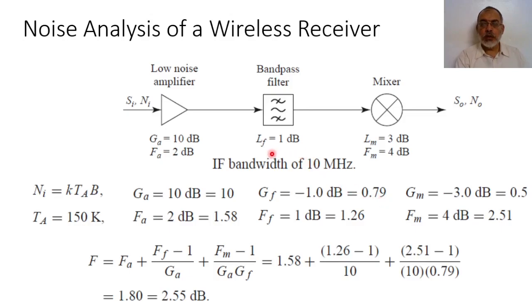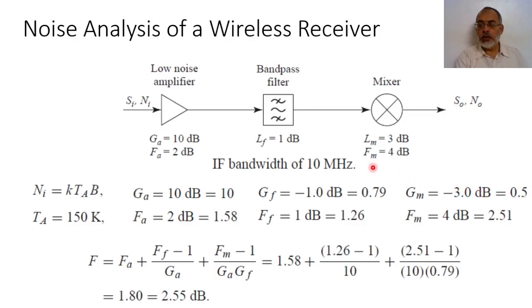On the other hand, the noise figure for the filter would be 1 dB. Here it is 10 to the power minus 0.1, and here it is 10 to the power 0.1, so it would be 1.26. Finally, the gain for the mixer would be minus 3 dB. In terms of the ratio, it would be 10 to the power minus 0.3, which is 0.5.